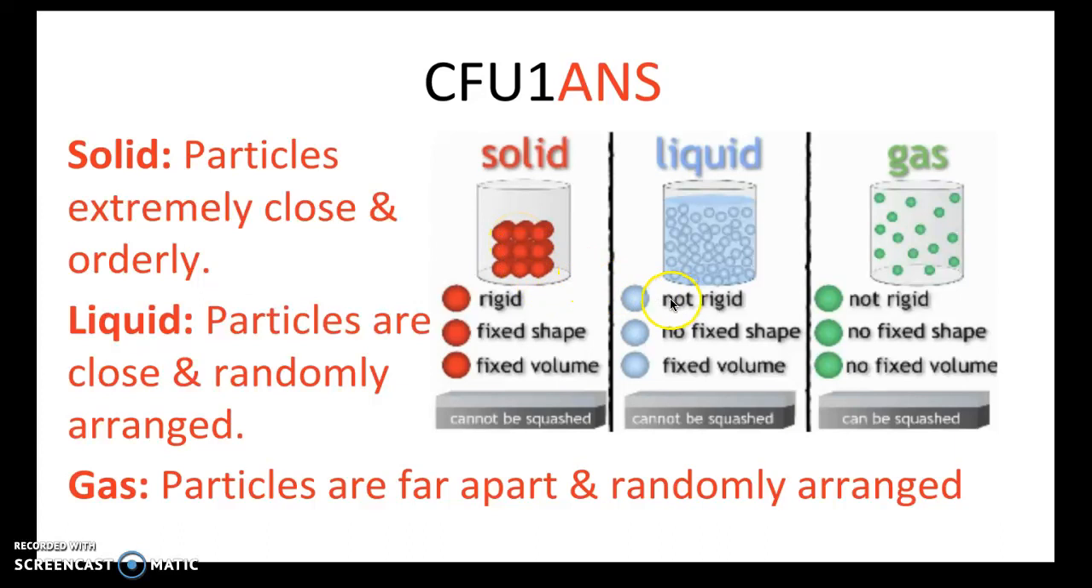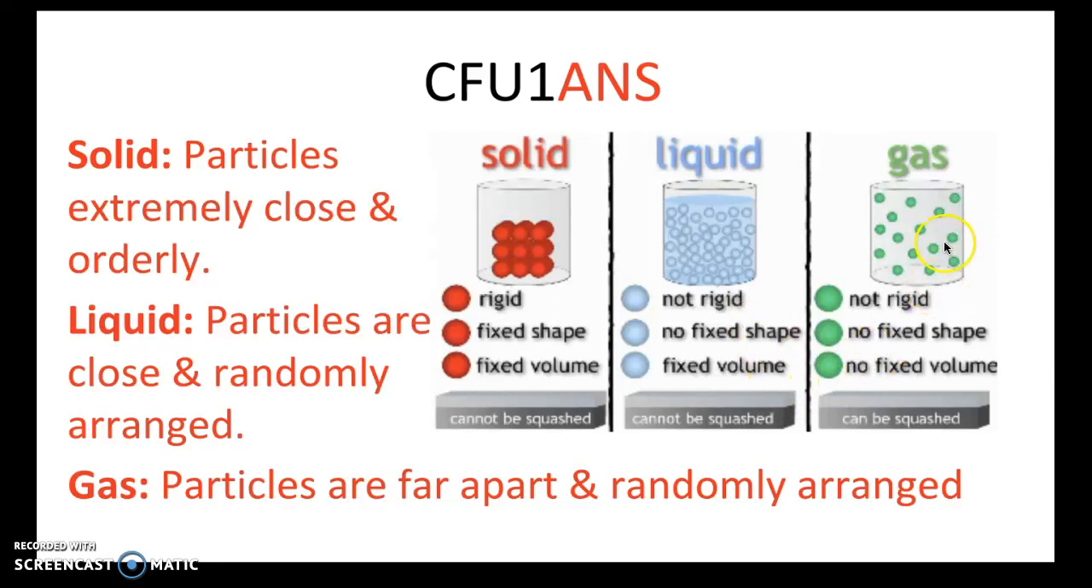For a liquid, on the other hand, the particles are close, but they're randomly arranged. So that says that they're not rigid. That's why liquids can flow, because they're sort of random, like there's a little bit of room there. But there's not a lot of room that you can really squash or compress a liquid as well. Because they are randomly arranged, they do not have a fixed shape. So they take the shape of the container.